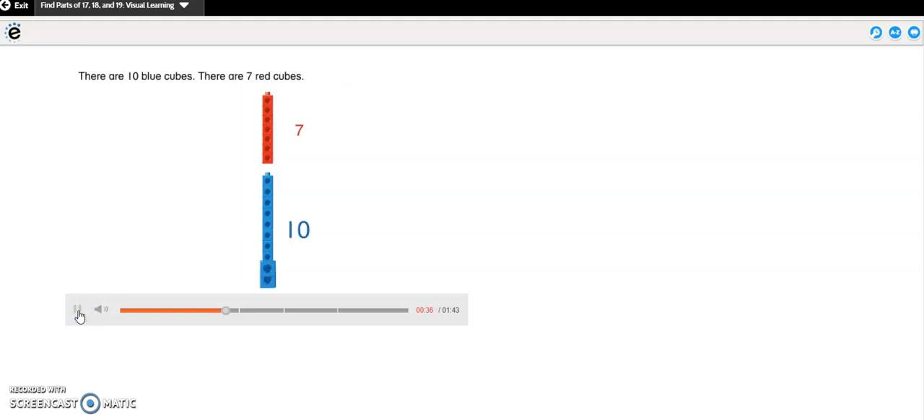There are 10. Okay, so there are 10 blue cubes. Let's count them. 1, 2, 3, 4, 5, 6, 7, 8, 9, 10. And there are 7 red cubes. Let's count them. 1, 2, 3, 4, 5, 6, 7. There are 7 red cubes.